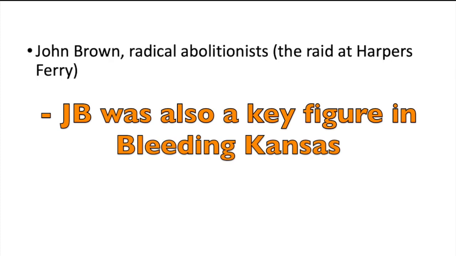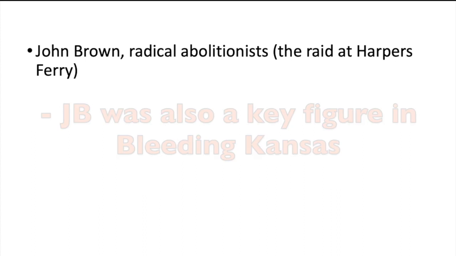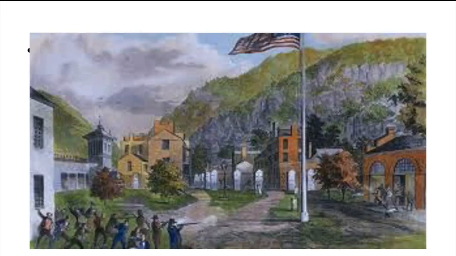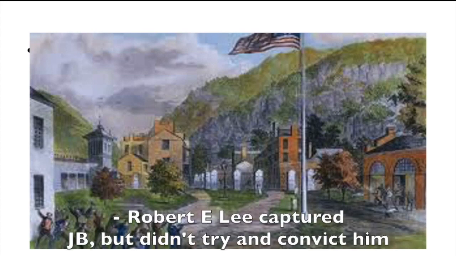John Brown was a radical abolitionist. He and his supporters, including his sons, raided the armory at Harper's Ferry, Virginia, which is now in West Virginia, and wanted to arm the slaves for an uprising. Brown was ultimately captured, tried, convicted, and executed for his crimes, ironically by Robert E. Lee, who was a general in the Virginia militia.